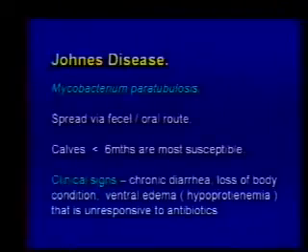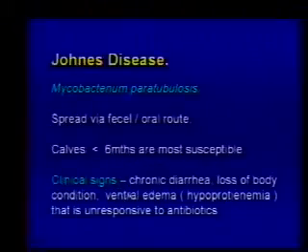Johne's disease, Mycobacterium paratuberculosis. This is an important disease that the FDA, the Food and Drug Administration, now has a series of programs in dairy farms to try to control because it's very infective. It spreads via the fecal-oral route, so a cow that has Johne's disease, that has diarrhea, can contaminate other cows. Calves less than 6 months are most susceptible.